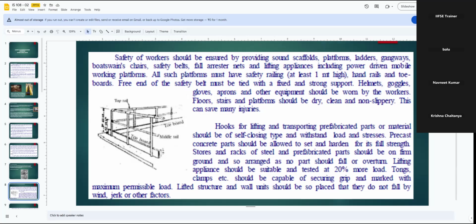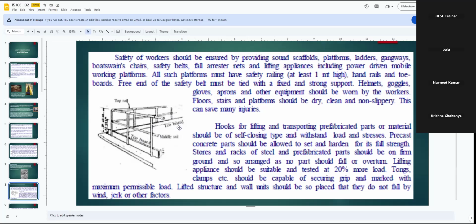The free end of the safety belt must be tied to a fixed and strong support. When you say handles, this is nothing but a handrail. When you say toe board, if you see at the bottom, there is a plank. Basically it protects against the fall of materials. These toe boards are kept only at the working platform. When is the working platform? Once I reach this height, this is my working platform. By standing here, I will perform my activity.